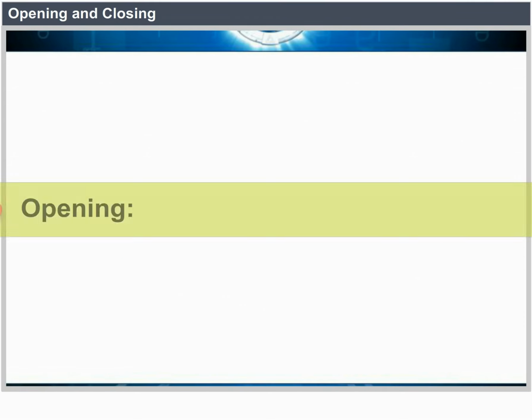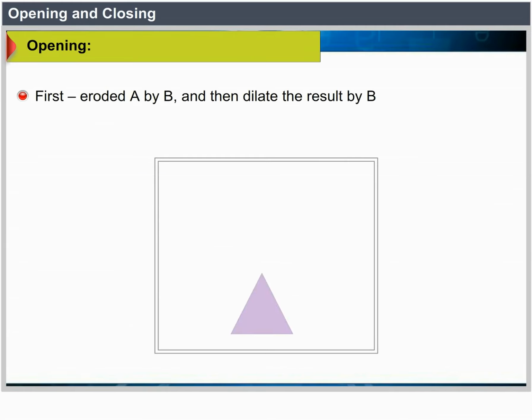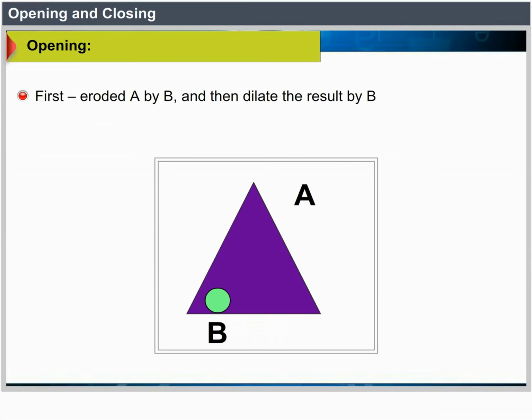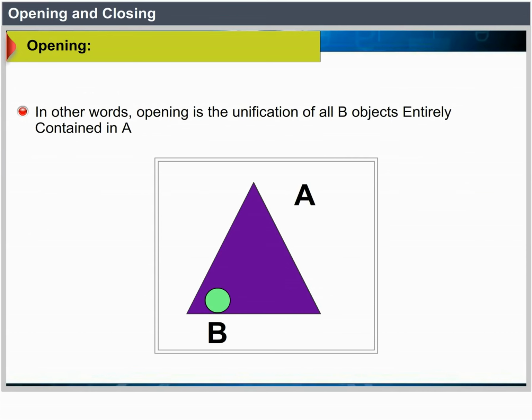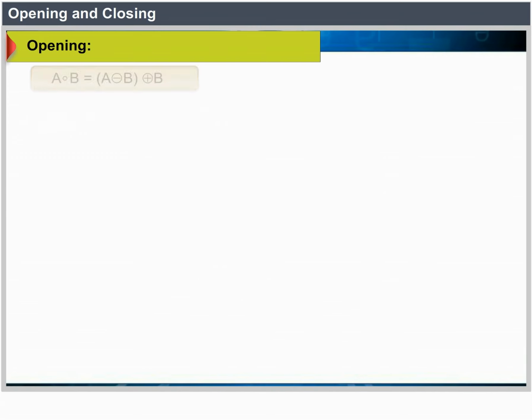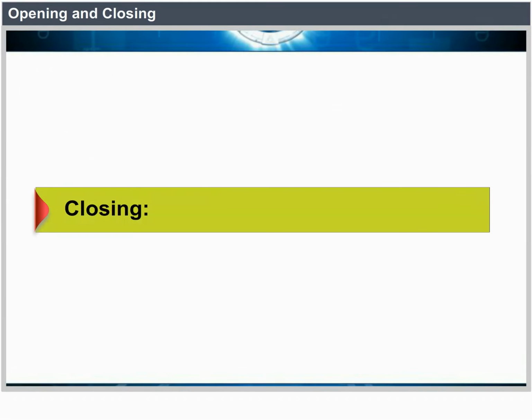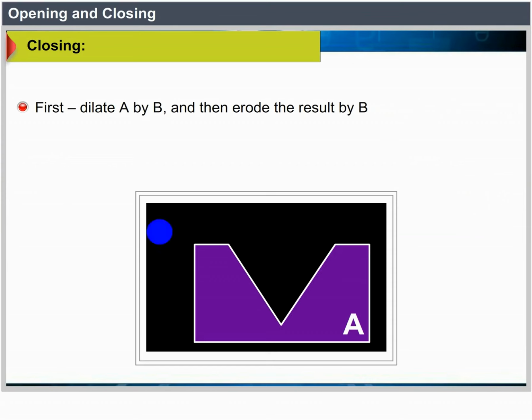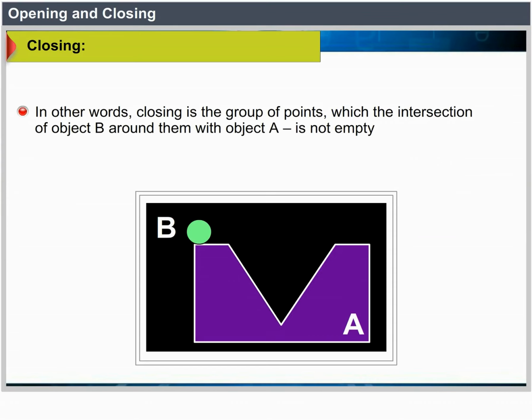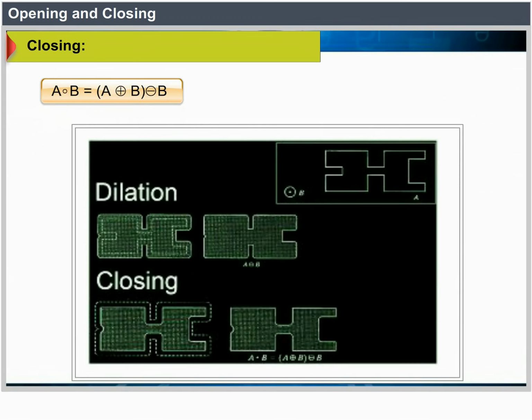Opening. First erode A by B and then dilate the result by B. In other words, opening is the union of all B objects entirely contained in A. The diagrammatic expressions of this can be seen on screen. Closing. First dilate A by B and then erode the result by B. In other words, closing is the group of points for which the intersection of object B around them with object A is not empty. The diagrammatic representations of this can be seen on the screen.